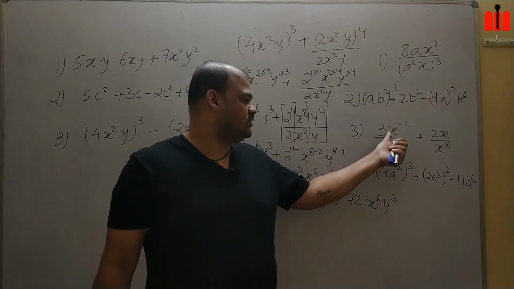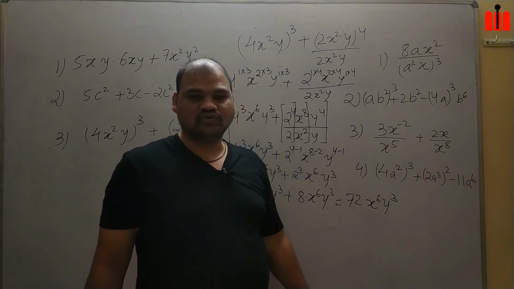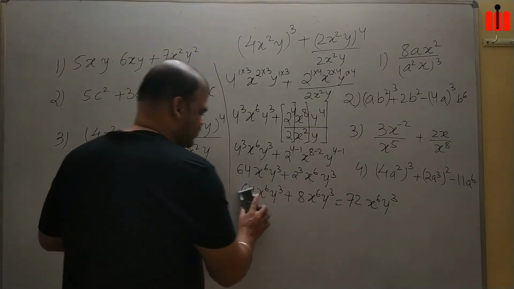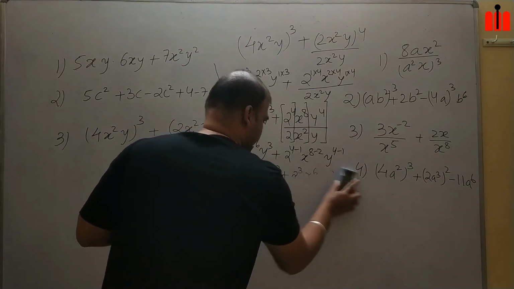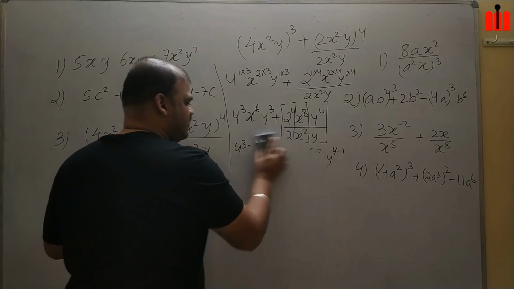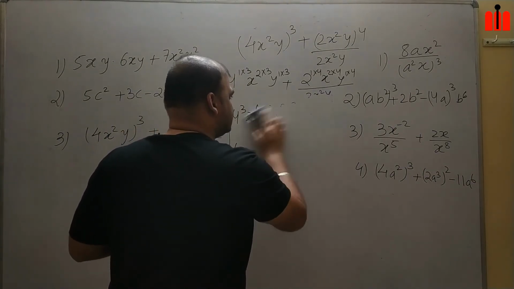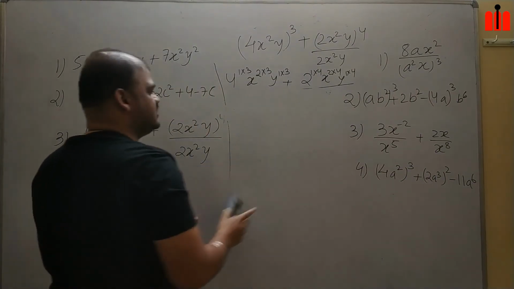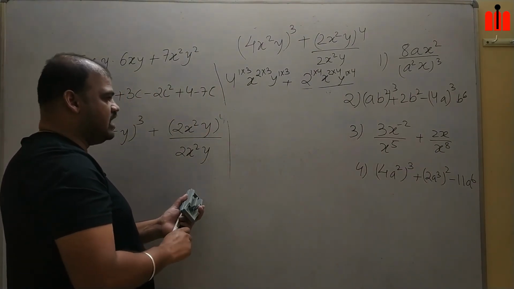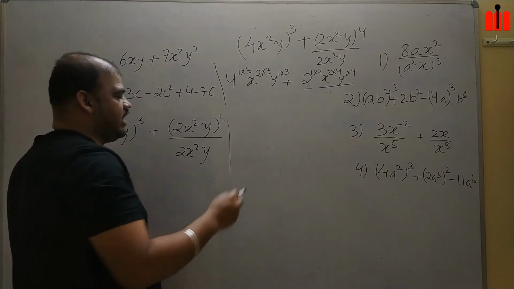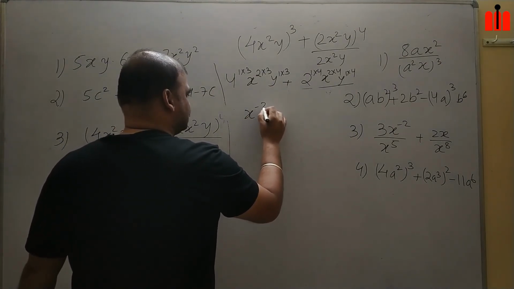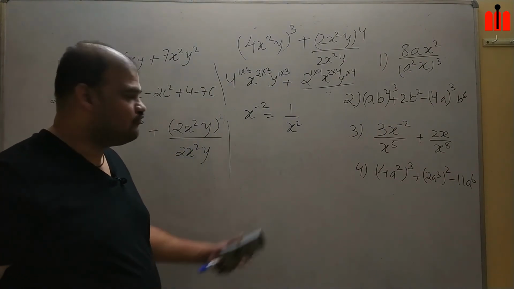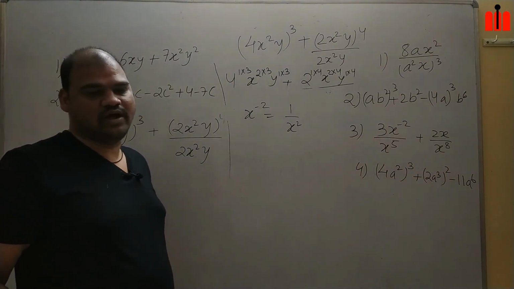Now 3x to the power of minus 2 divided by x to the power of 5. So for negative power, what to do for negative power? Whenever power is negative, that means it is inverse. Okay, whenever power is negative, that means it is inverse. Like suppose x to the power of minus 2, that means it is 1 by x square. Okay, 1 by x square.